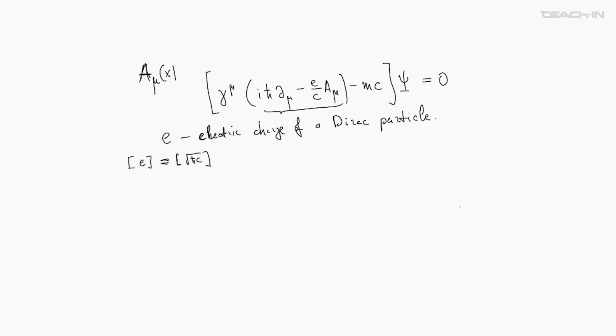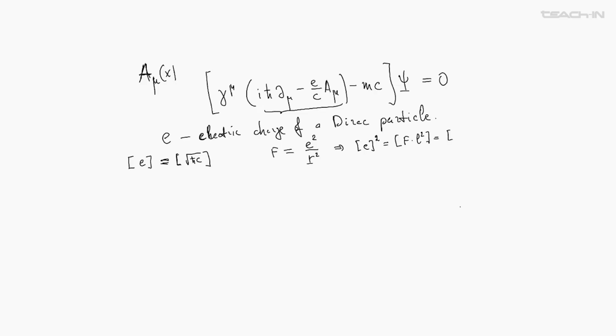And this fact can be deduced already from the Coulomb force between two equal charges, because as we know, the Coulomb force between two such charges is simply E squared divided by R squared, where R is the distance between these charges. So charges are equal, and this is the force. And from here you see that the dimension of E squared is the same as the dimension of force multiplied by length squared.